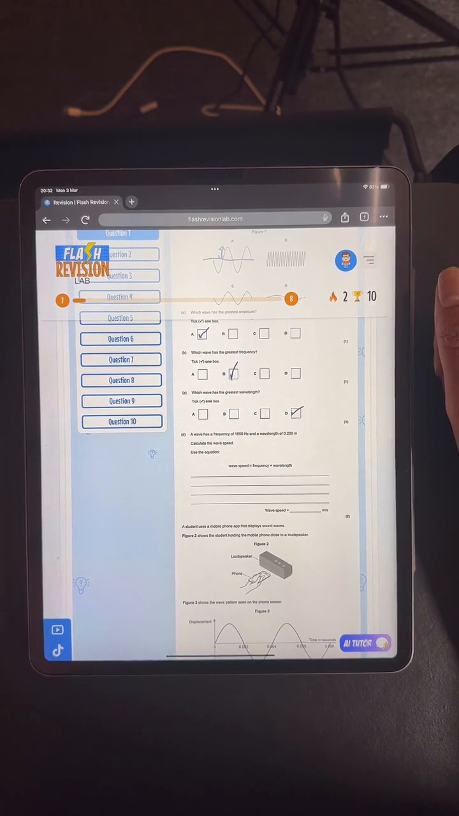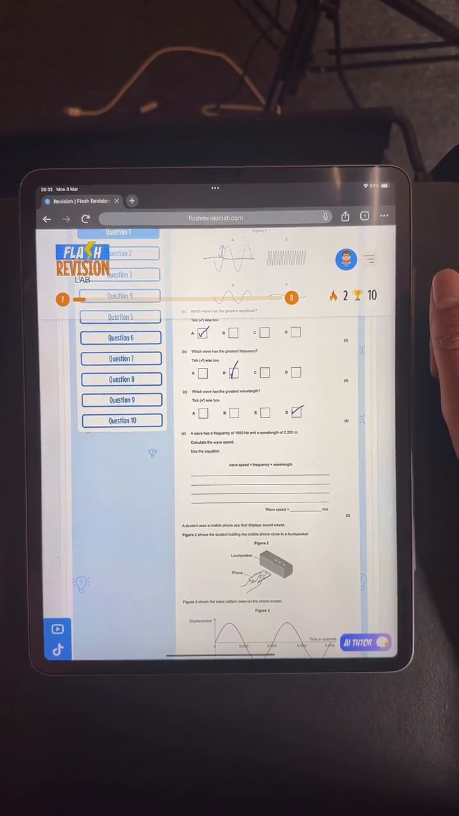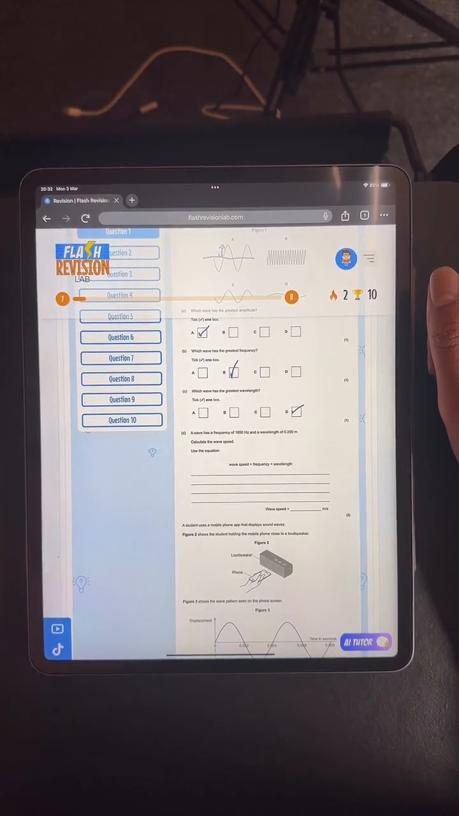A wave has a frequency of 1650 Hertz and a wavelength of 0.2 meters. Calculate the wave speed. It's told you in this case to use the equation as well. So they've given us the equation: wave speed equals frequency times wavelength. We're given the frequency and the wavelength, so to calculate the wave speed, we simply need to substitute the numbers into the equation.